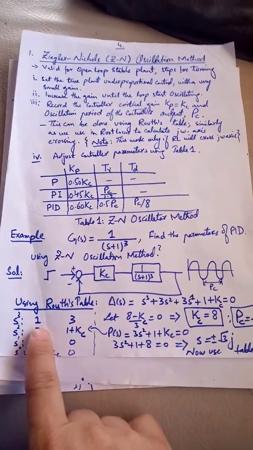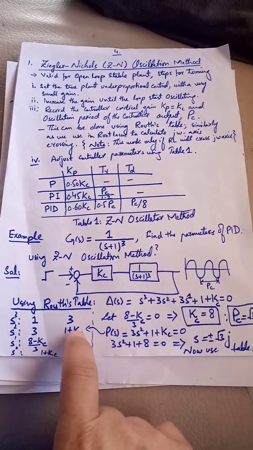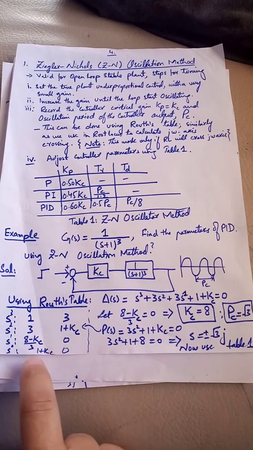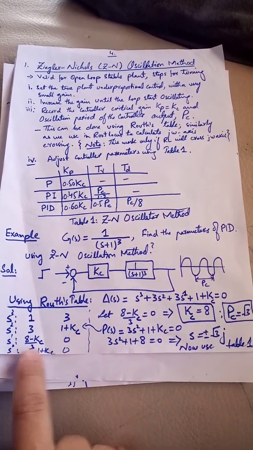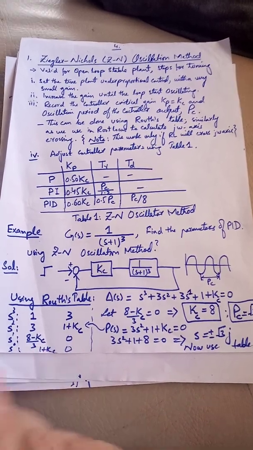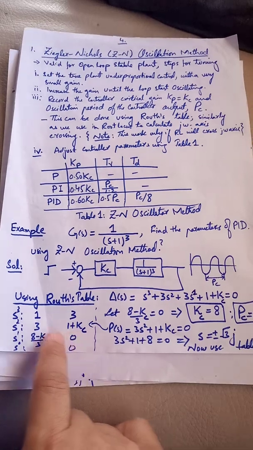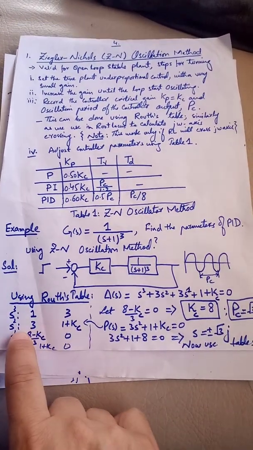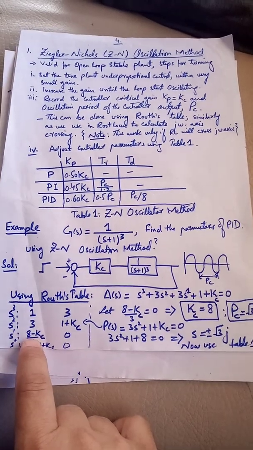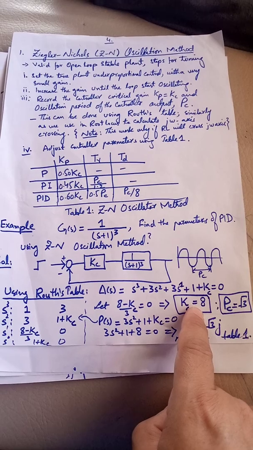Now I write the Routh table here. It becomes 1, 3, 3, 1 plus Kc. After that I calculate the rest of the Routh table: (8 minus Kc) divided by 3, 0, and 1 plus Kc, and 0. Now if you remember, this is the case when the whole row is 0, so we have to make this term 0 so that this row becomes 0. To make this equal to 0, we put 8 minus Kc equal to 0. From here Kc is 8.